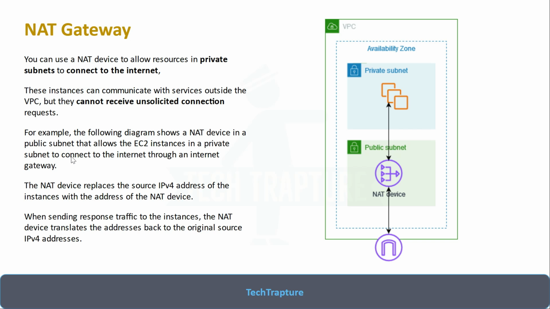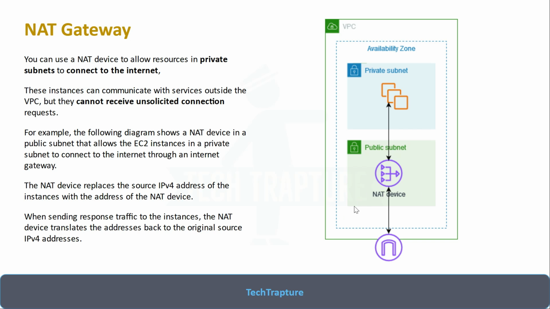So how will it work? Whenever you are using the NAT device to access the internet, when sending the request to the internet, it will use the NAT IP, or the IP address of the NAT device. Check here, we have a private subnet. We'll create one NAT device, a NAT gateway, in a public subnet. In the public subnet, the NAT gateway will use the internet gateway to access the internet.